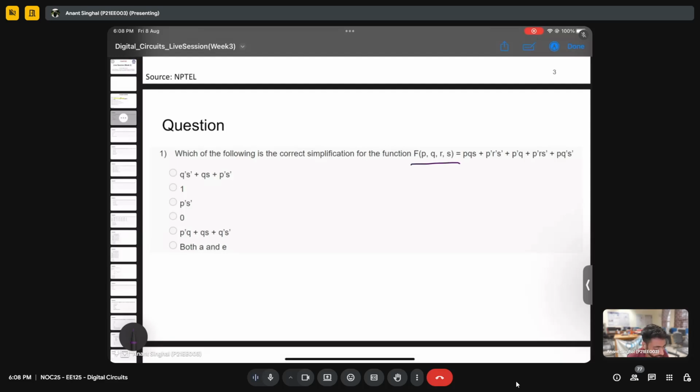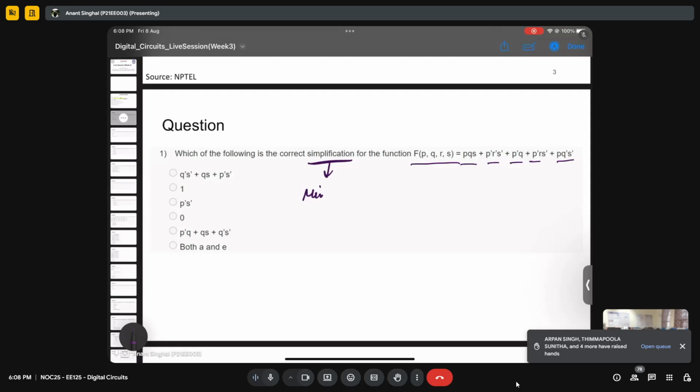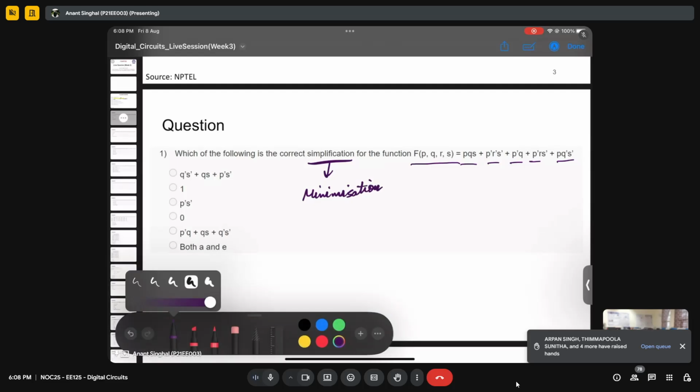There is a function given by PQRS, which is PQS, P bar R bar S bar, then P bar Q, P bar S, P bar R S bar, and then PQ bar S bar. So there are in total 5 terms here, and it asks what is the correct simplification. By simplification, they mean nothing but minimization of this function. So we need to minimize this function and see what is the simplified version of this particular problem.